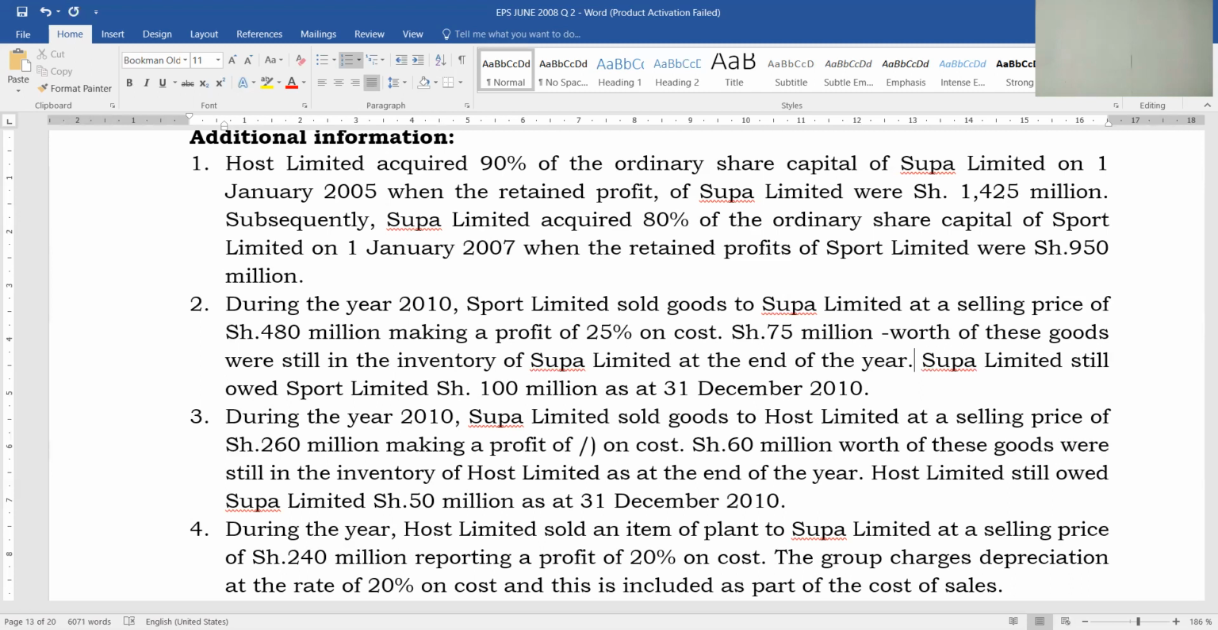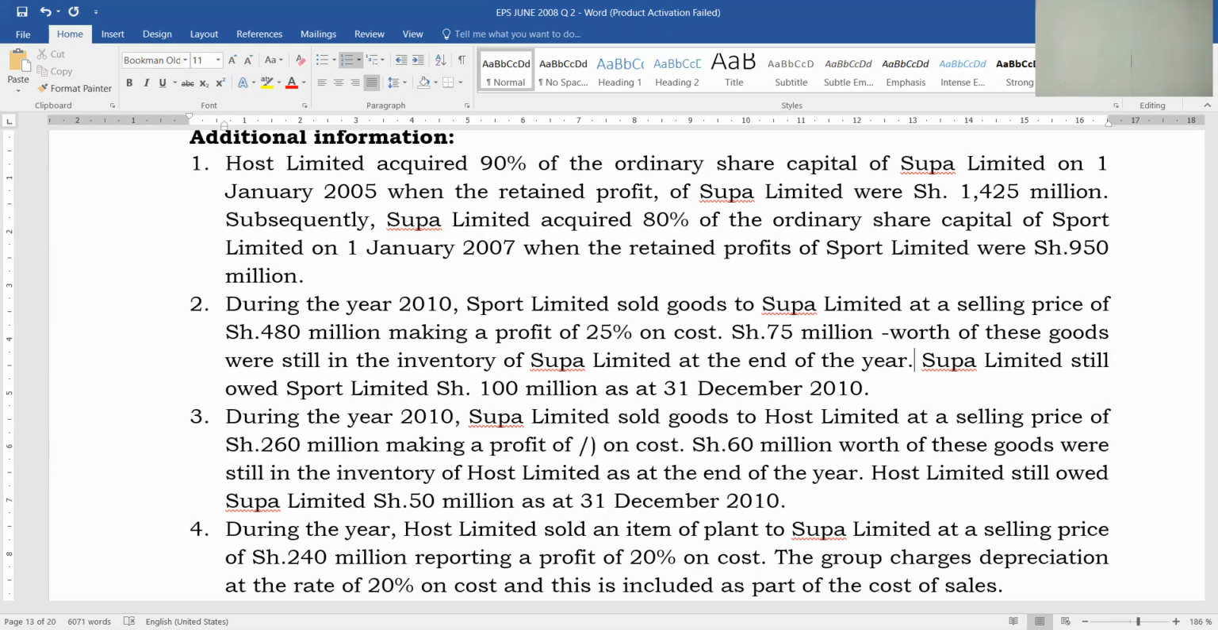They are telling you that Sport sold goods to Super, and the selling price is 480. So 480 is an intergroup sale. When Sport was selling goods to Super, he made a profit of 25% on cost. When you hear he made a profit on cost, that is a profit markup. So when Sport was selling goods to Super, he sold them at 480, making a profit of 25%. That is a profit markup which was included on the goods sold.